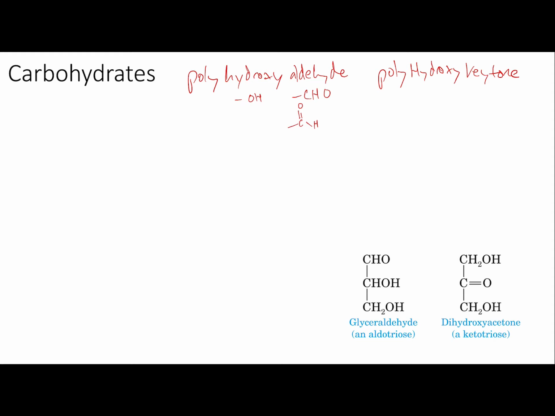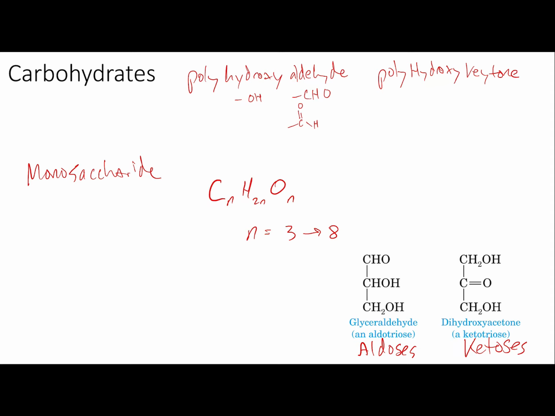Now, monosaccharide is another term that we use. A monosaccharide is a carbohydrate that cannot be hydrolyzed into a simpler carbohydrate. So monosaccharides generally have formulas like CnH2nOn, where n can be anything from 3 to 8. We can also call monosaccharides aldoses or ketoses.